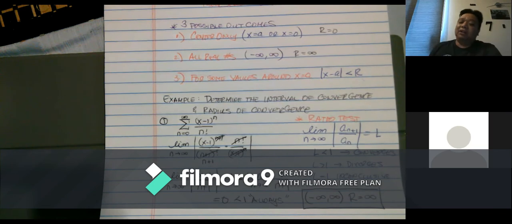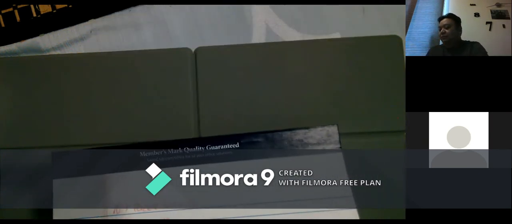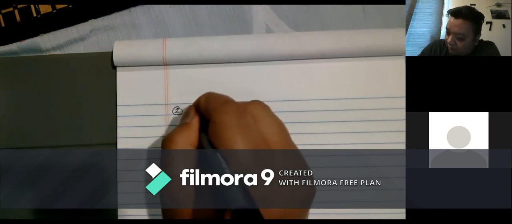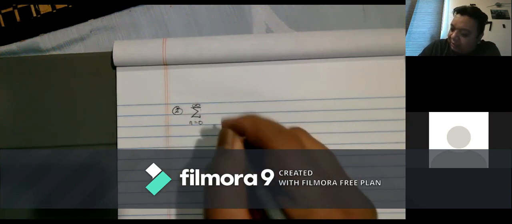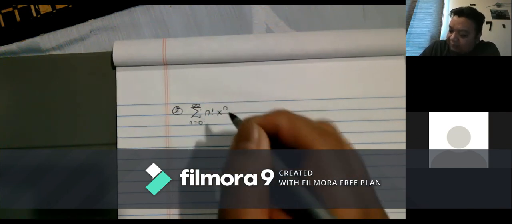All right, so I want to try another one. I want to show you one where it's 0, and then I want to show you one where it is an actual value from both sides. So let's look at some more examples. All right, so example number 2. It's the summation from n equals 0 to infinity of n factorial times x to the n.